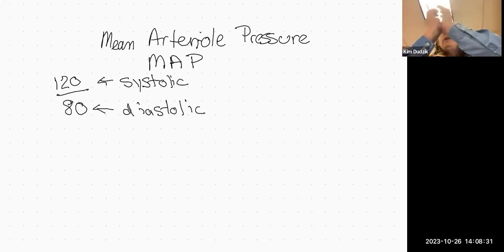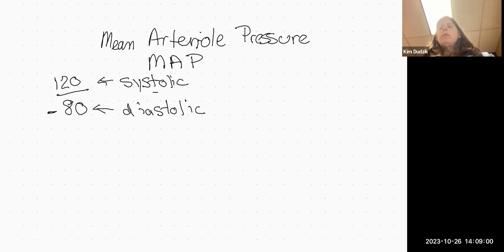And then when the heart relaxes, once it relaxes, the pressure is less, right? Because the pressure of the heart is gone, but there's recoil of the arteries and things, and that's why we still have some pressure. But again, it's lower because the pressure of the heart is gone. So here I put 80, okay? So the mean arterial pressure, though, is related to these two numbers.